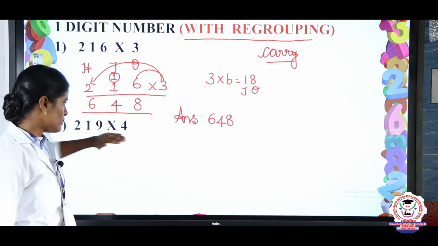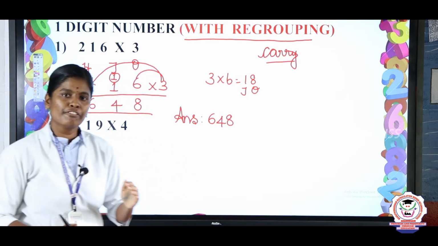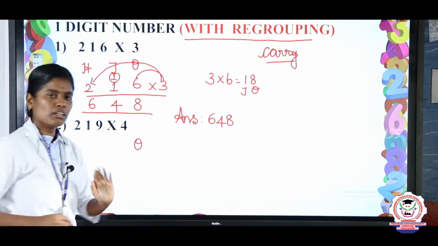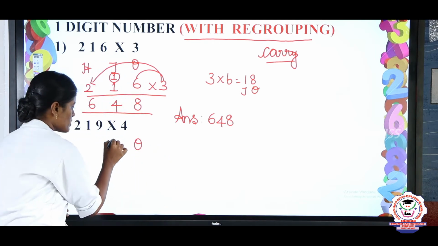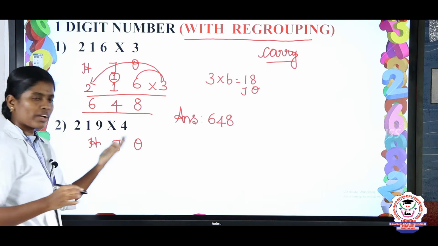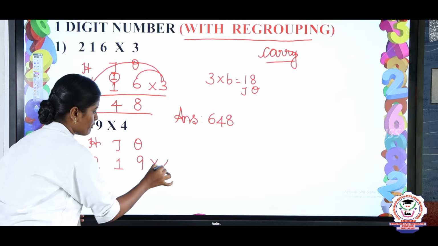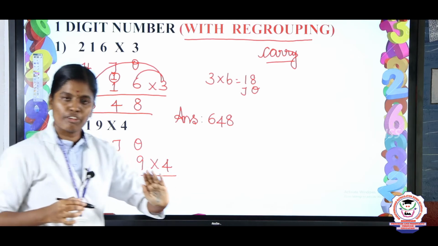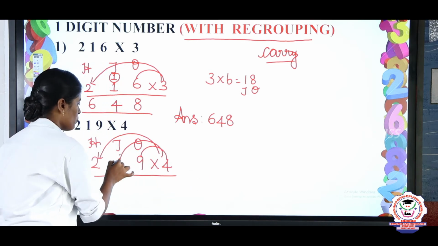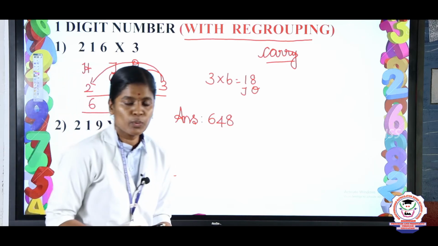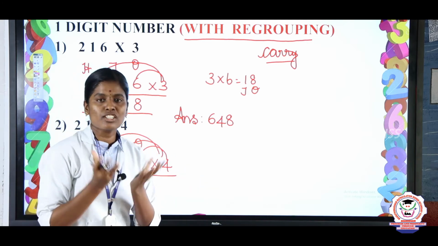Next the example is 219 multiplied by 4. So write the place values. The first place value is ones, the second place value is tens, and the third place value is hundreds. Now you write the numbers 9, 1, 2 and multiply by 4. This is called the multiplicand and this is called the multiplier. The answer we get is called the product.